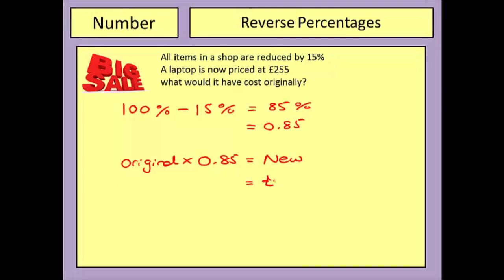Now we know what the new price is. The new price is £255. So that means that the original was multiplied by 0.85 to get this new price. When I rearrange this, I can work out that the original is equal to 255 divided by 0.85. And when I work that out, I should get my original price, which is actually in this case £300.